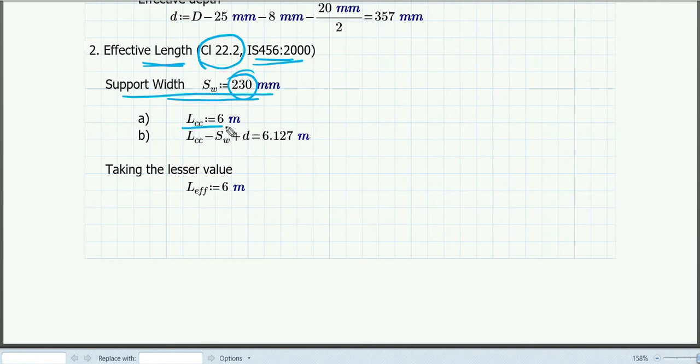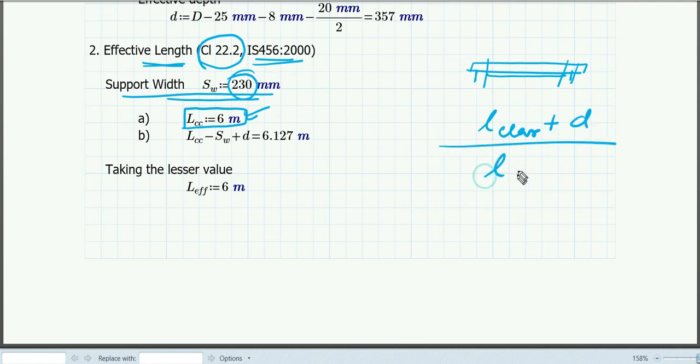So next we will find out the effective length, which is as per clause 22.2 of IS 456. So here the support, which is already given to you, is 230 mm, and the beam is simply supported. As per clause 22.2, there are two criteria: either it is the center to center of the support, or the clear span plus the effective depth, whichever is less you have to take, right?